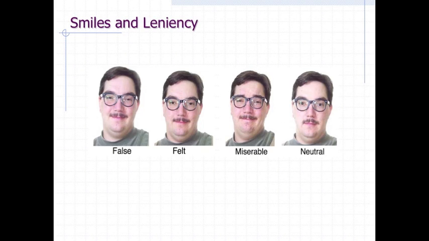ANOVA is used to test general rather than specific differences among means. This can be seen best by example. In the smiles and leniency case study, the effect of different types of smile on leniency shown to a person was examined. 4 different types of smiles, neutral, false, felt, and miserable, were investigated to see how they might attenuate the judgments of possible wrongdoing.